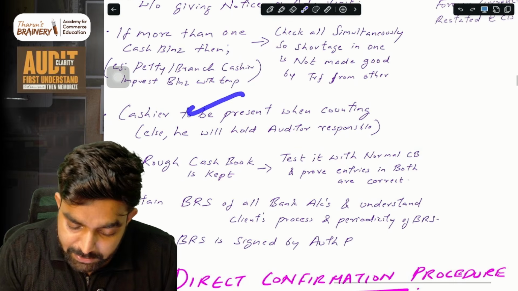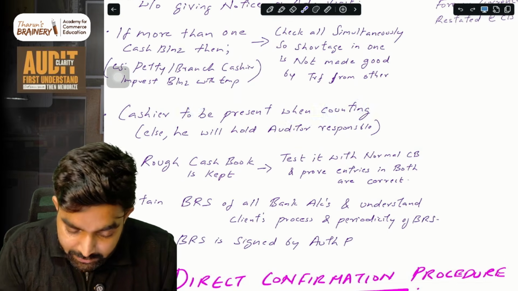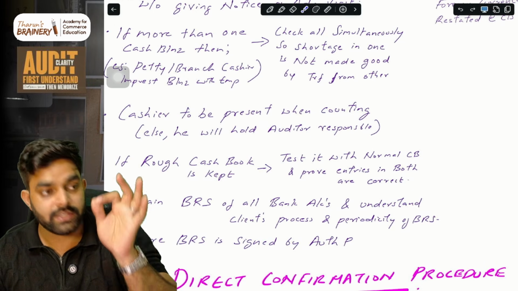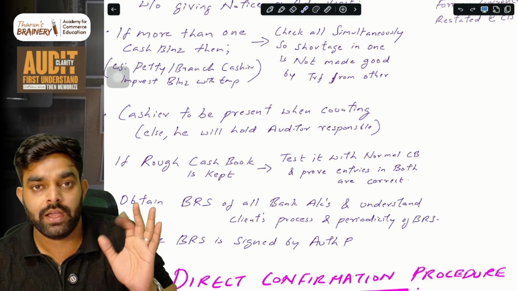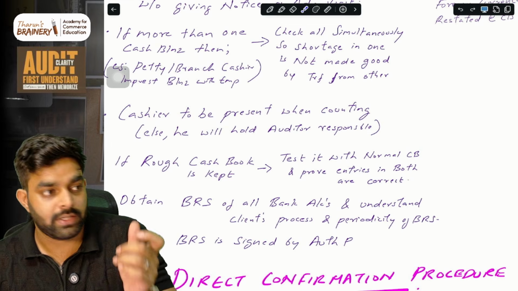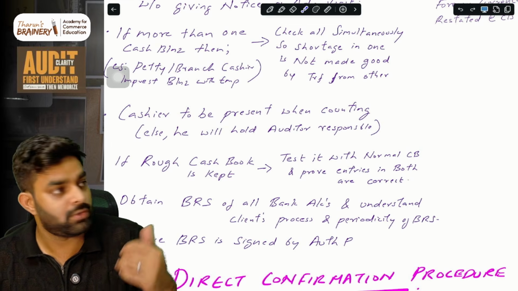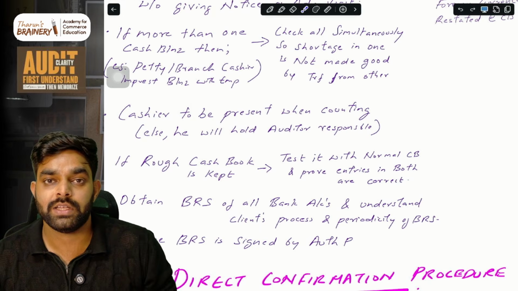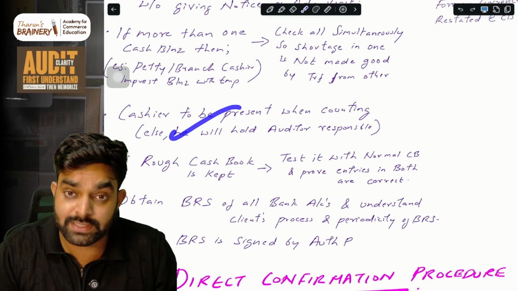Then the cashier has to be present when counting, else he will hold the auditor responsible. So when you are counting the cash, the cashier should also be there. Else, in the book it is written 10,000, and when you count, only 9,000 is coming. If he is not present, he will say the auditor stole 1,000 rupees. He will put the blame on the auditor. So make sure he is present there.